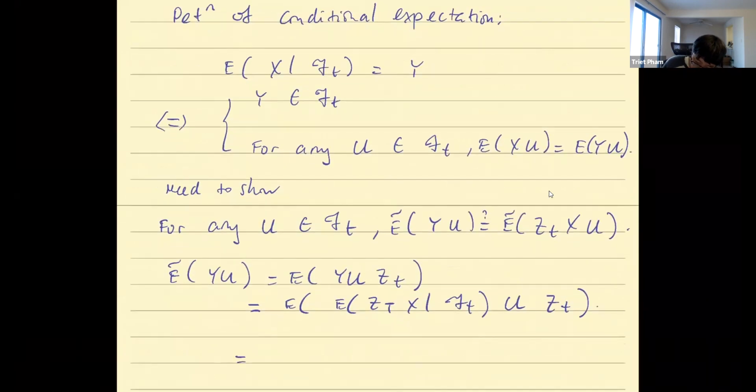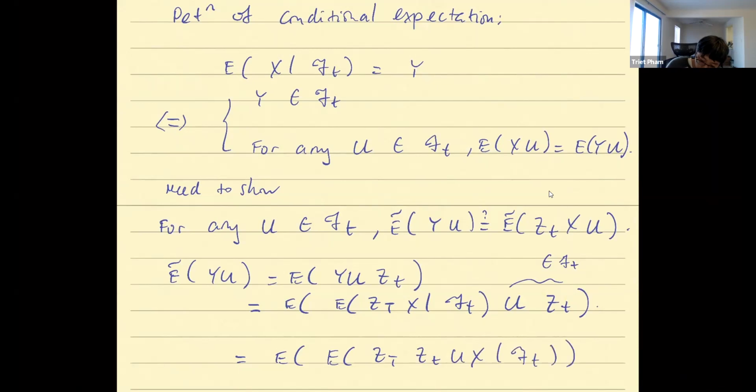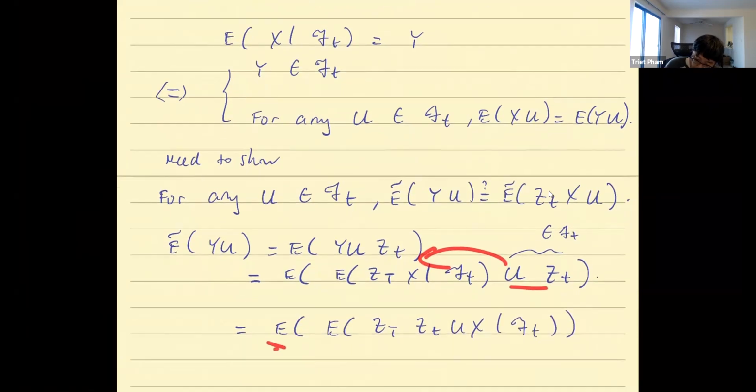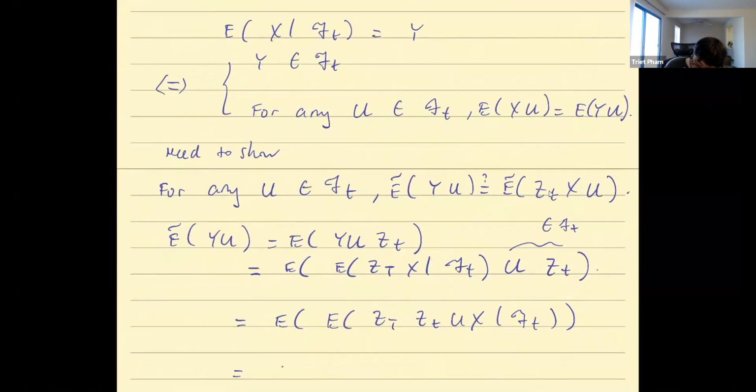Which will become, right? Because then both of these are in ft. It will become expectation like that. Okay. Where I bring both of this inside. And now because it's the double expectation, right? It will become... okay.